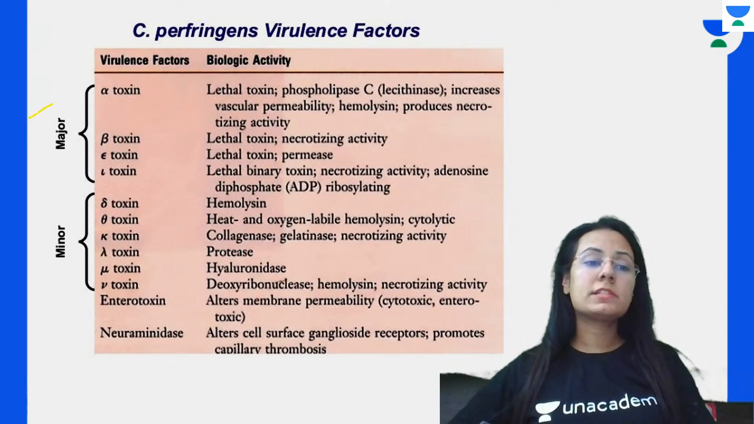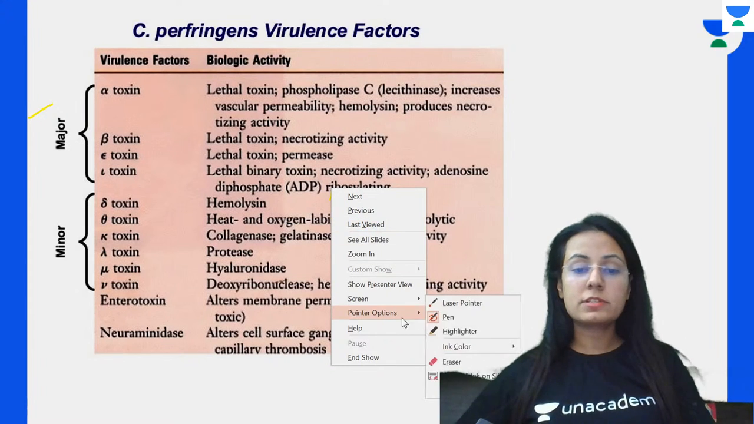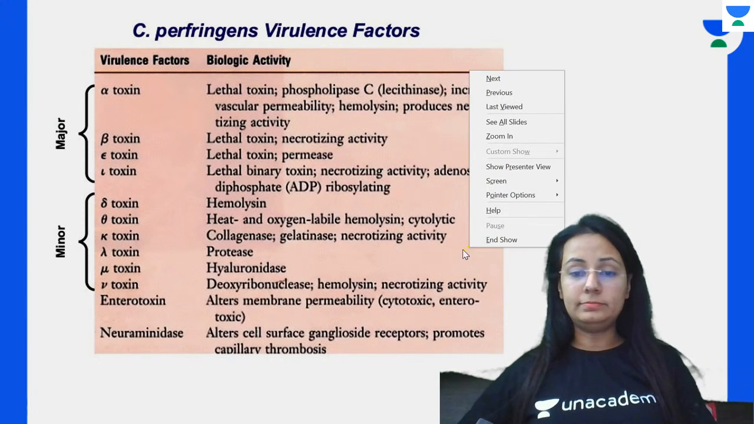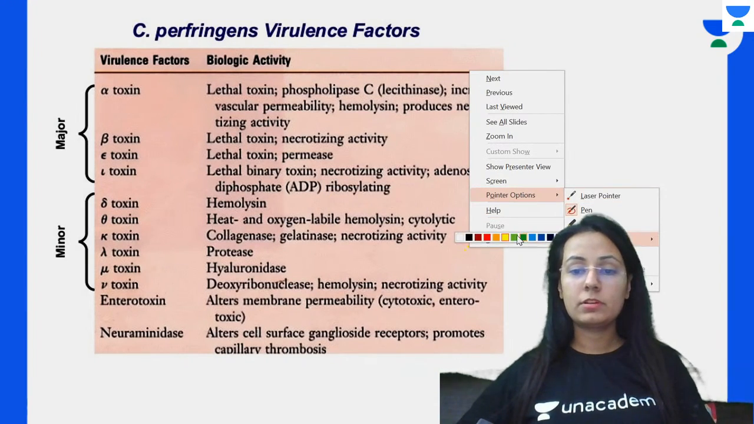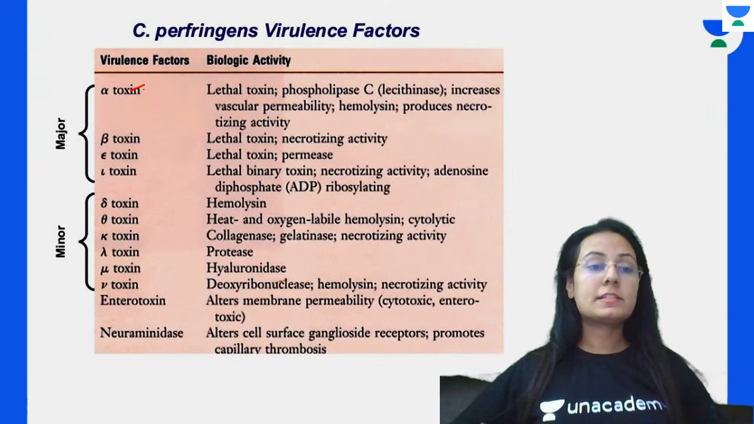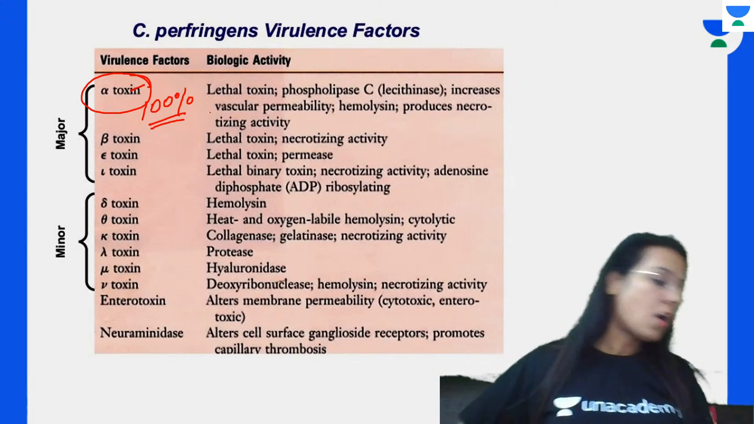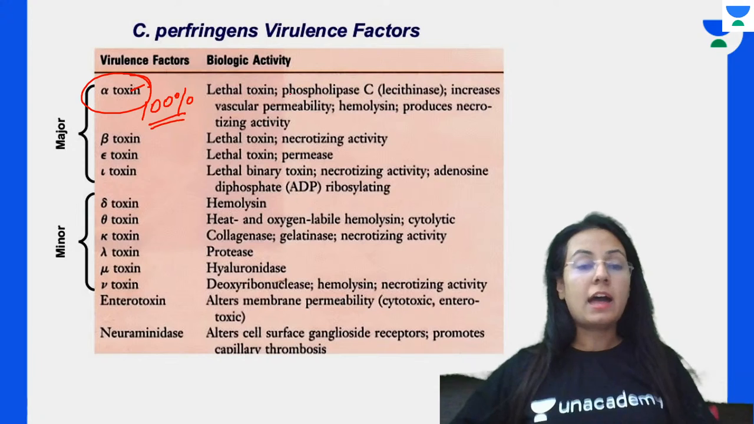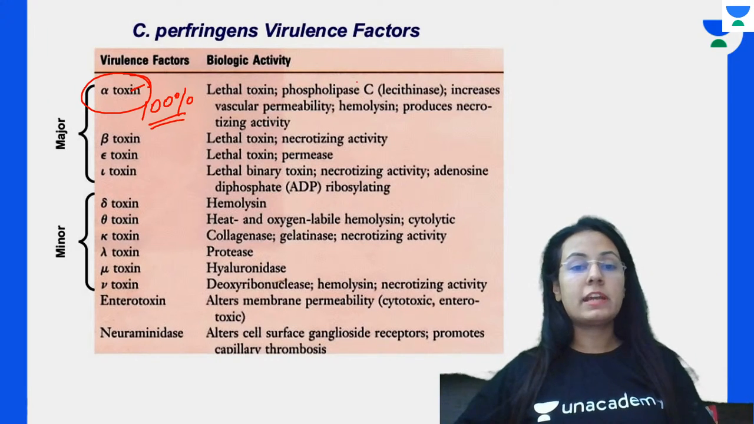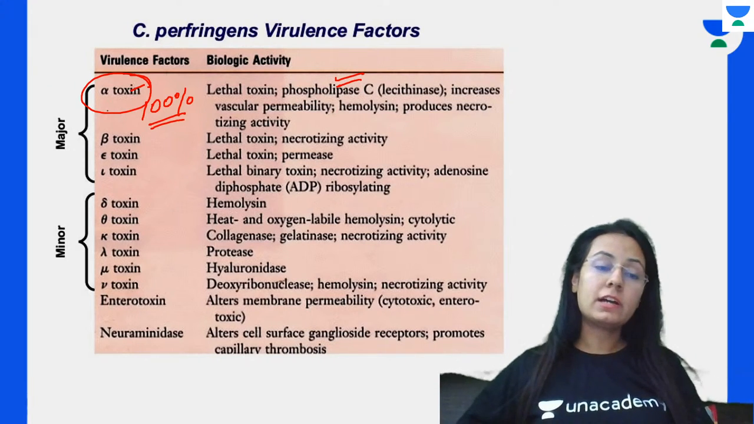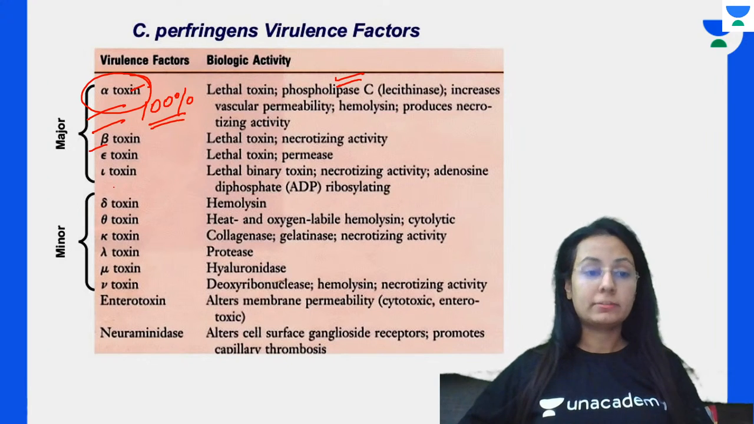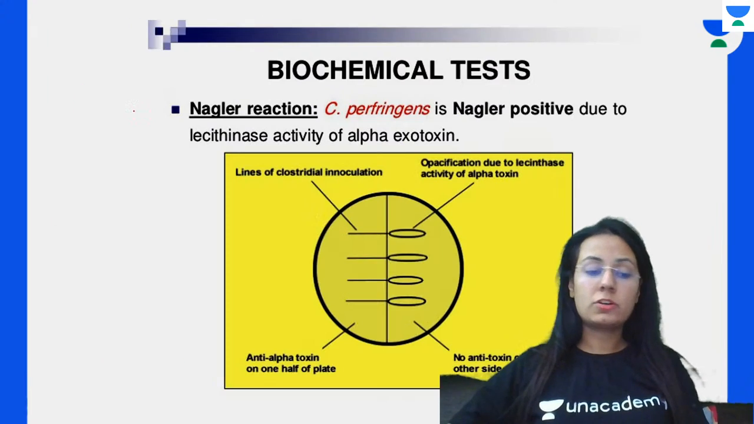These are the main toxins. These are the major and the minor toxins. Alpha toxin is the most important toxin that is present in 100% of the strains of the Clostridium. And it is having what? A lethal toxin, having phospholipase activity. Other toxins are beta, eta, and other minor toxins.